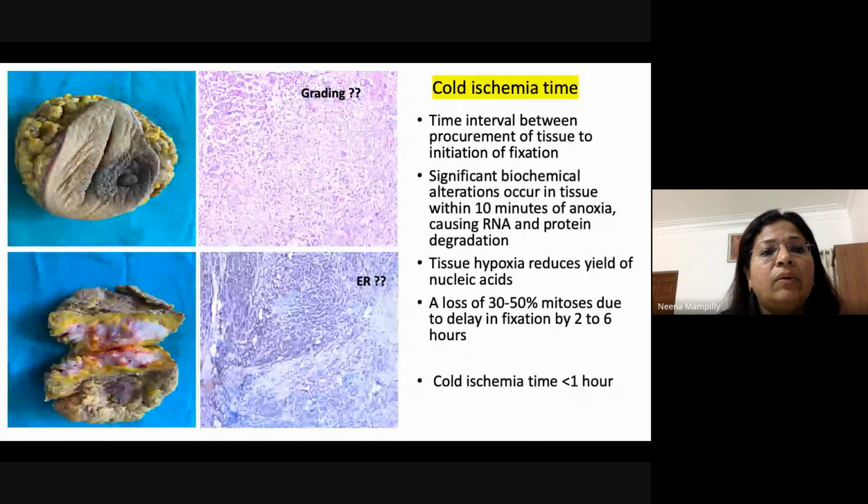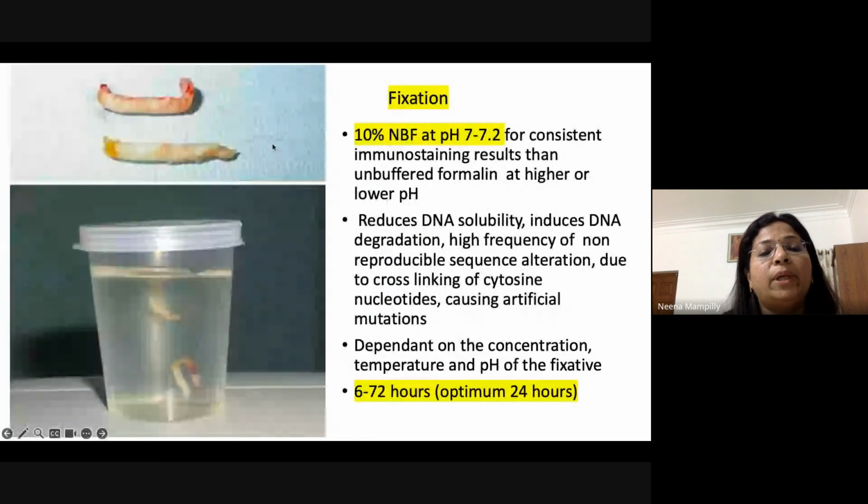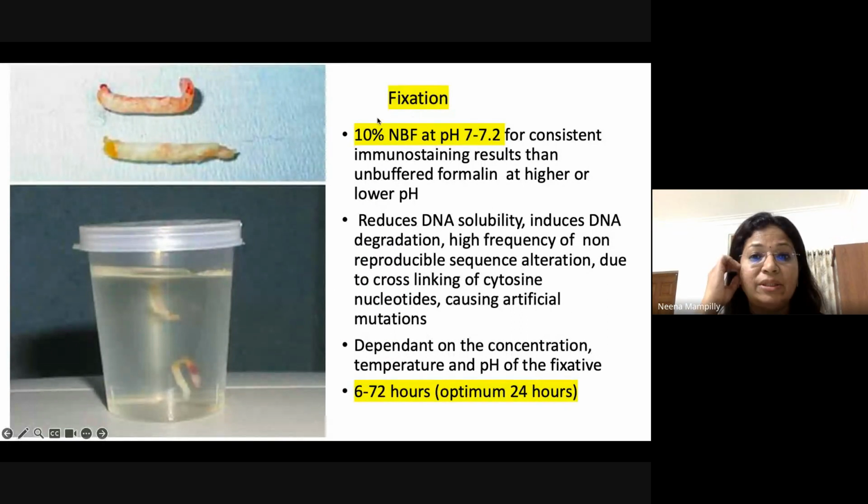Now, fortunately, we have a lot of core biopsies. In core biopsies, the biopsy goes directly into formalin, so there is no issue of cold ischemia time. But here the issue is the fixation: what is the fixative that you use? 10% buffered formalin at approximately pH 7 is recommended and mandatory for consistent immunostaining and for molecular tests, rather than unbuffered formalin at higher or lower pH.